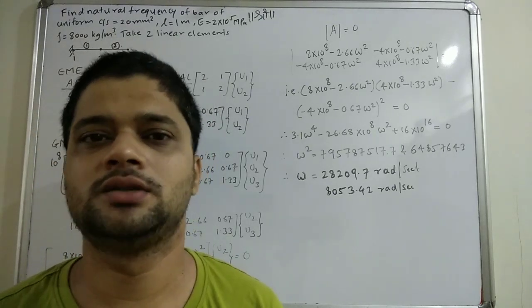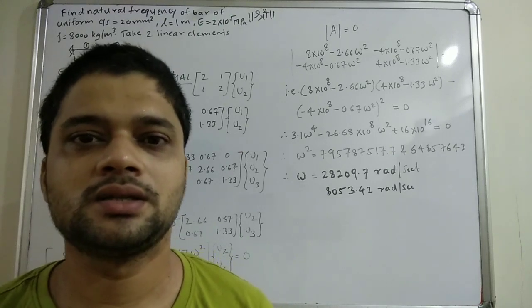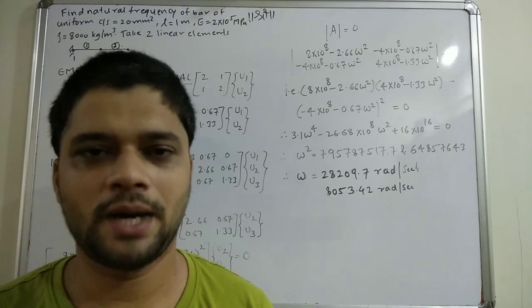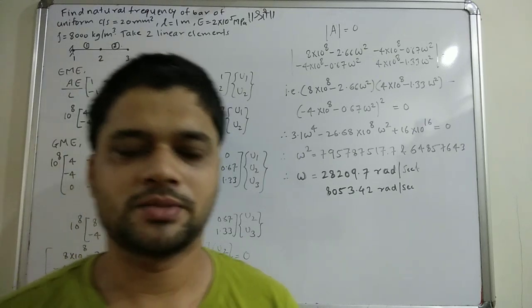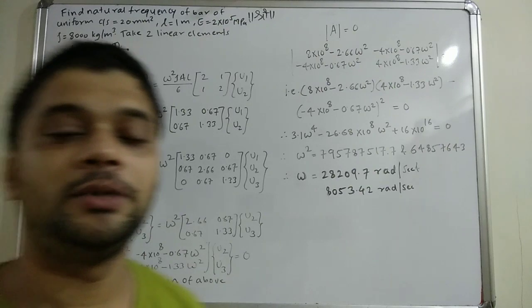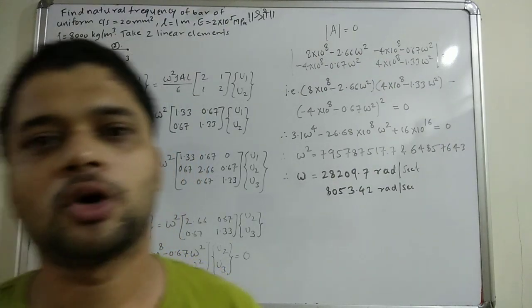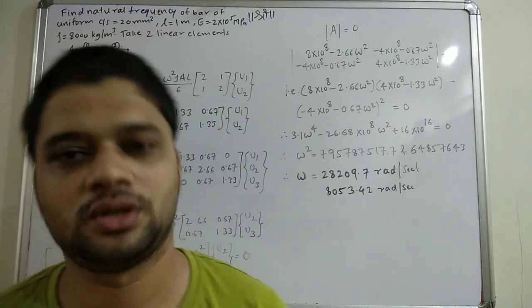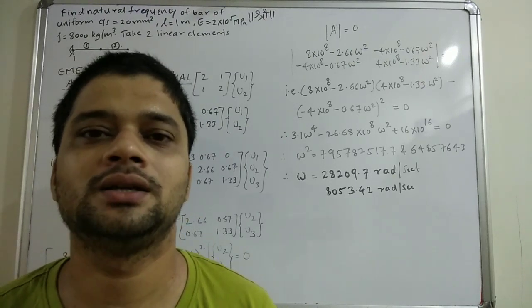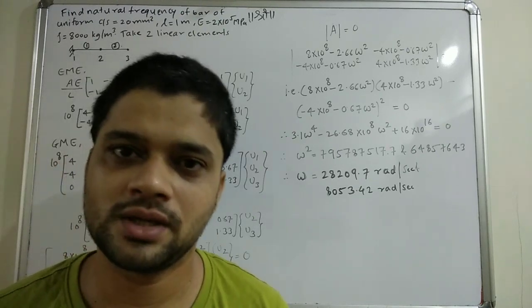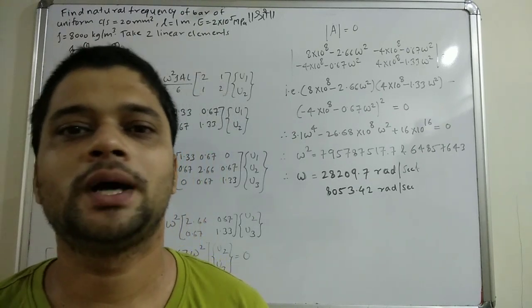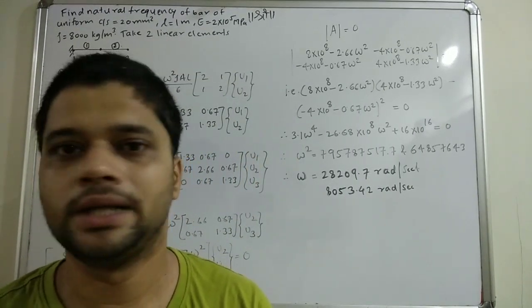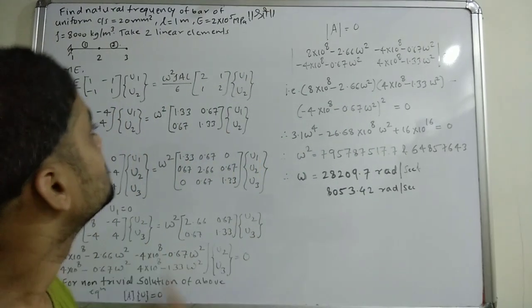If in a problem no specific mass condition is given, then by default we will be using the consistent mass matrix. Here also we will be using the consistent mass matrix. The problem can also be asked in a fashion wherein they would ask you to find both values, that is the frequency value by considering consistent mass and the frequency value by considering lumped mass. That can also be done. So let us get started.